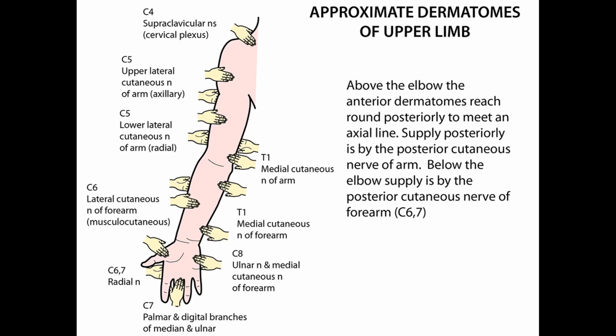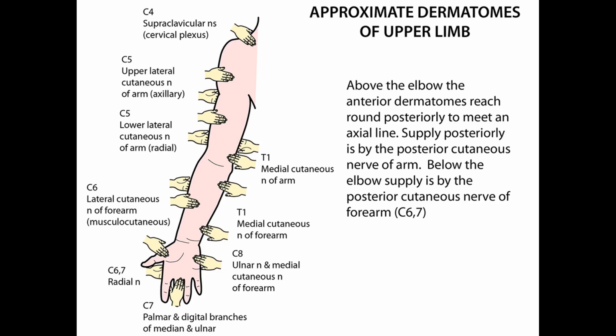Now, we said earlier that there is considerable overlap between the dermatomes, but if you look carefully at this image, you'll see that C6 on the lateral side abuts T1 on the medial side, and when the dermatomes are not contiguous, as they are in many areas, there is what we call an axial line.